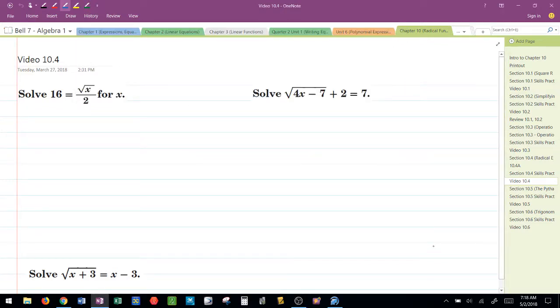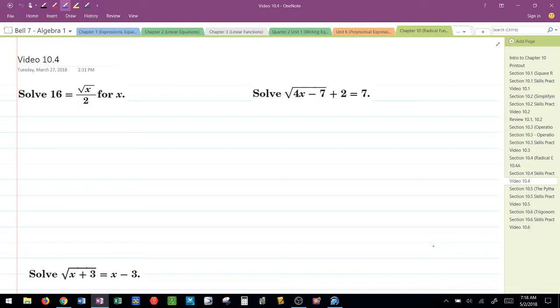This video is for solving radical equations. Now, we broke it down in class in our notes to the 3 steps for solving a radical equation. Step 1, you have to solve for the radical. That means on one side of the equation, get the radical all by itself.